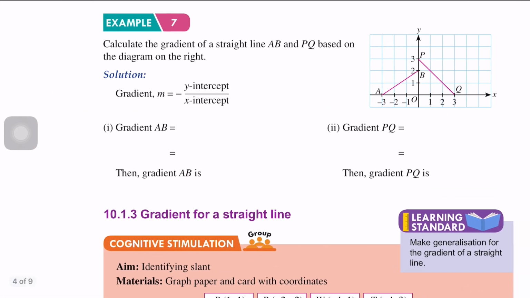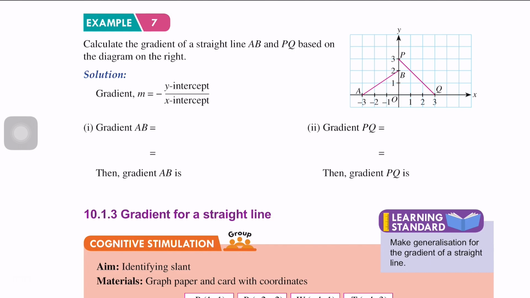Next, let's move to example 7. Calculate the gradient of a straight line AB and PQ based on the diagram on the right. We know that gradient m is negative y-intercept over x-intercept. Let's look at gradient AB. This is AB. So negative, the y-intercept is 2, divided by the x-intercept, which is negative 3. So the gradient is 2 over 3. We can conclude that the gradient of AB is 2 over 3.